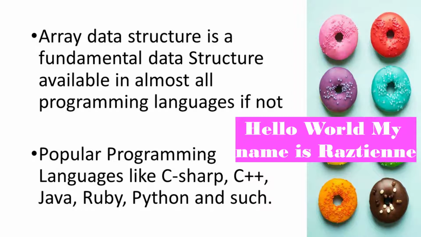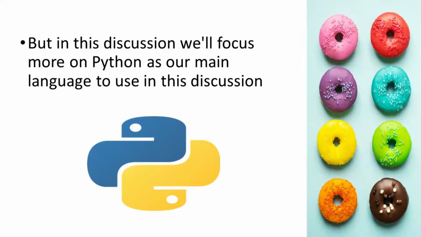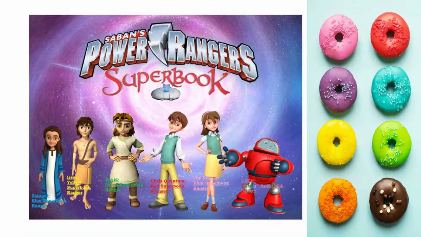Array data structure is a fundamental data structure available in almost all programming languages. Popular programming languages like C++, C Sharp, Java, Ruby, Python, and such have it, but we'll focus more on Python as our main language to use in this discussion. But why are arrays important specifically in real life?